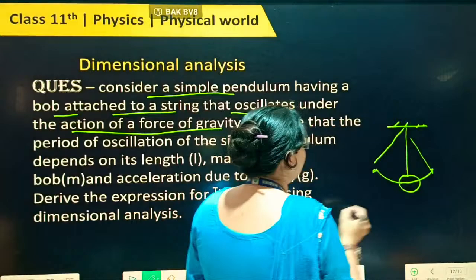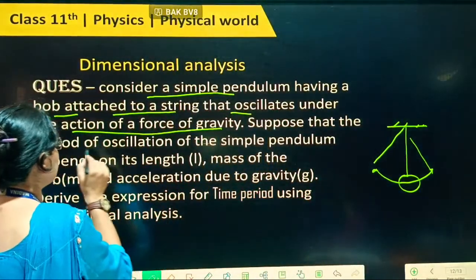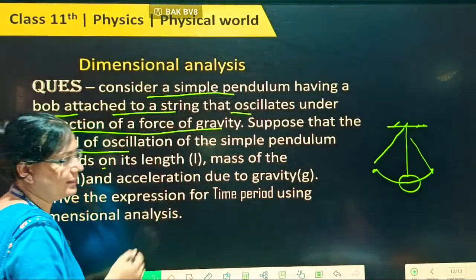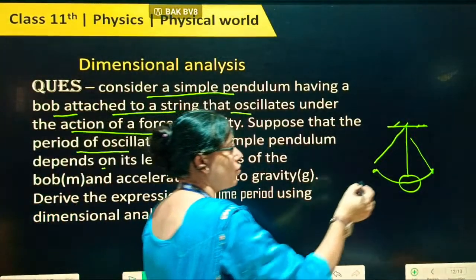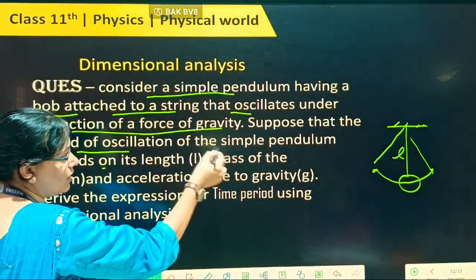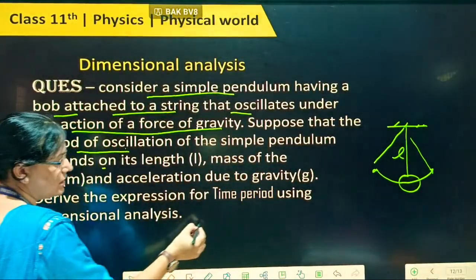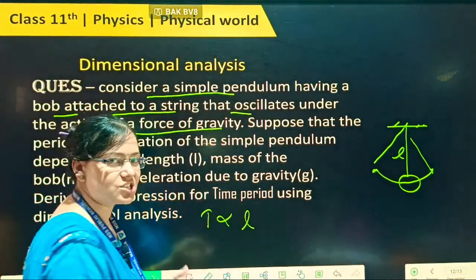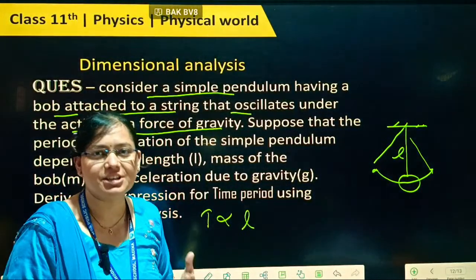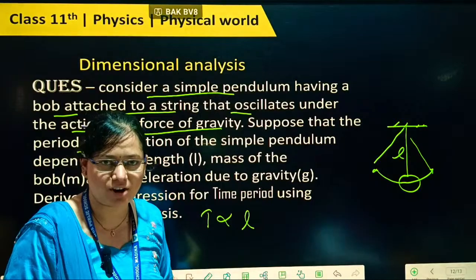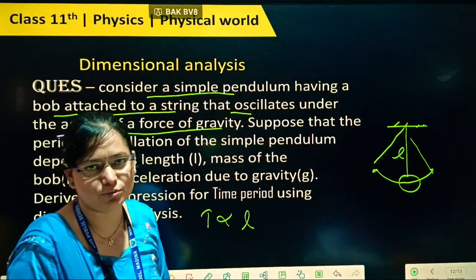Suppose the period of oscillation of a simple pendulum depends upon the length. First we are writing the oscillation time period. This time period depends upon the length, but we don't know how it depends: directly, inversely, square, cube. We have to find out how it depends upon the length.